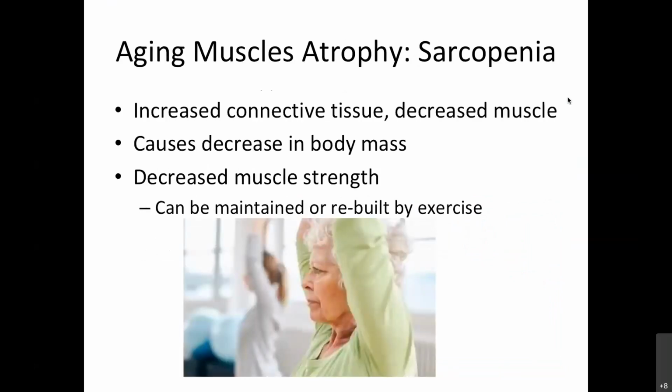Aging happens to us all. Muscles will atrophy, we call that sarcopenia. It's a decrease in muscle, a decrease in body mass, a decrease in muscle strength, but it can be maintained and rebuilt if you exercise effectively. So you want to maintain your muscles, use it or lose it.